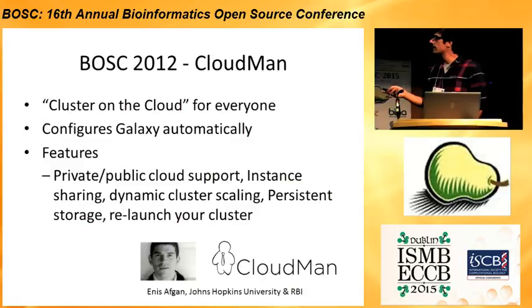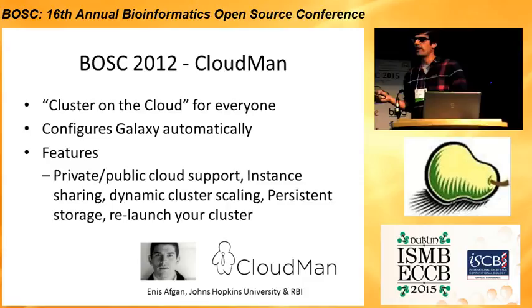CloudMan is a system to generate a cluster on the cloud, so everyone can access a cluster on the cloud. It's pretty famous for setting up Galaxy on a cloud infrastructure. He supports different cloud infrastructures, for example, the Amazon Web Services or OpenStack. And all the features of CloudMan are there to produce reproducible science.